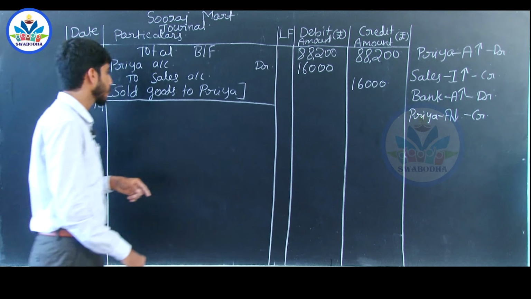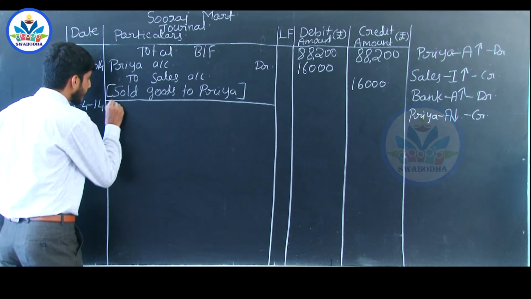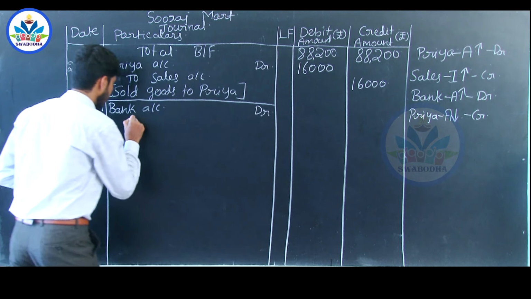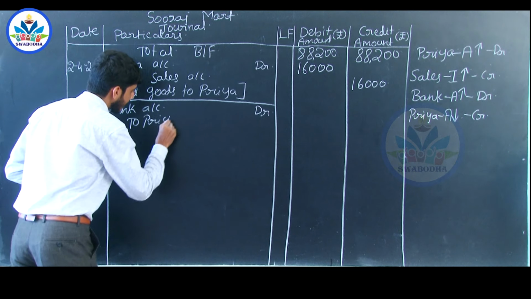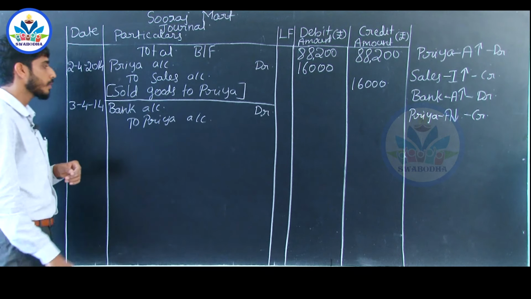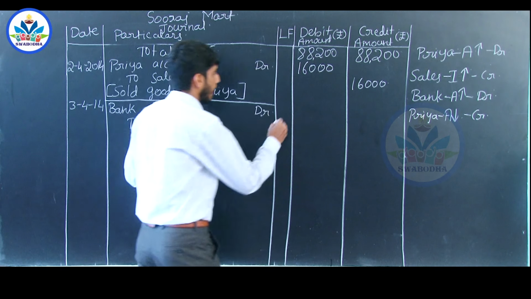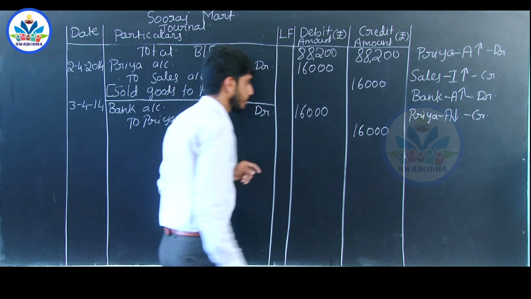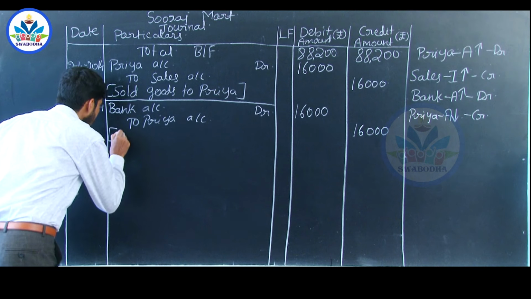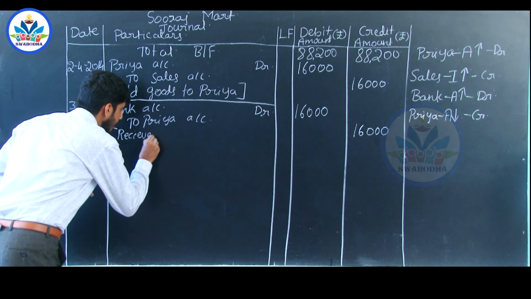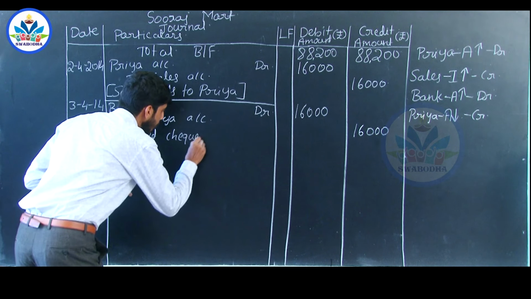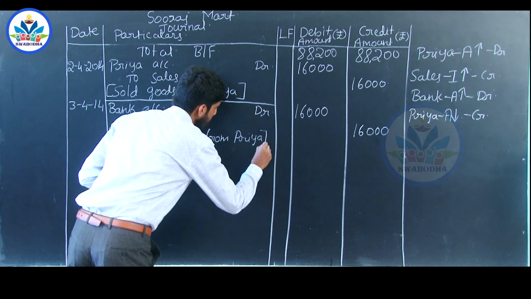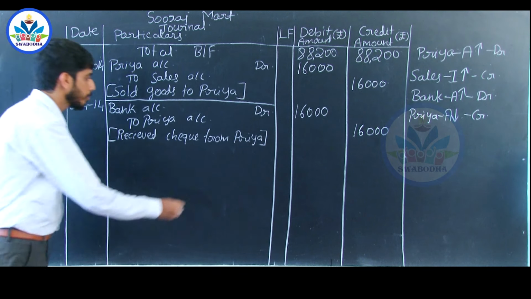So, the journal entry that has to be passed is bank account debited to Priya's account. The amount received is 16,000. Write the narration. Received check from Priya.